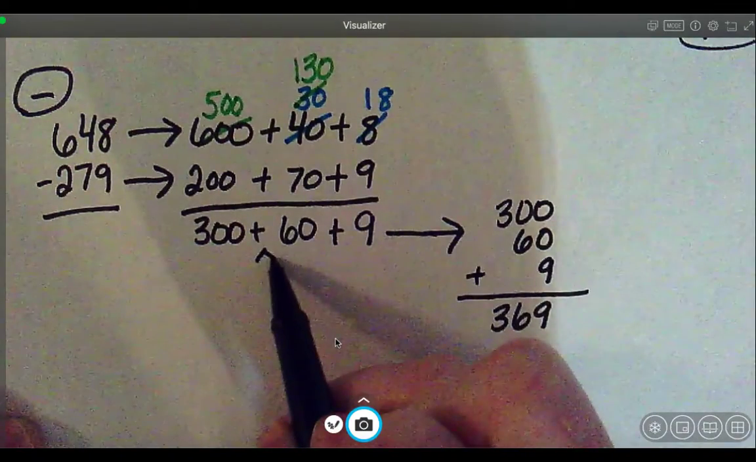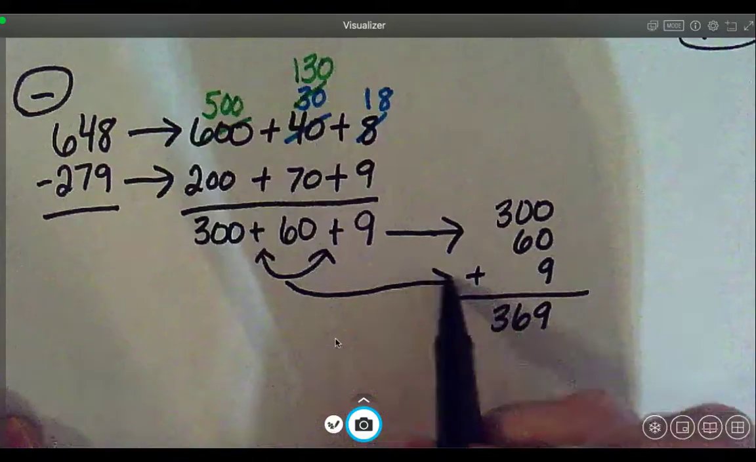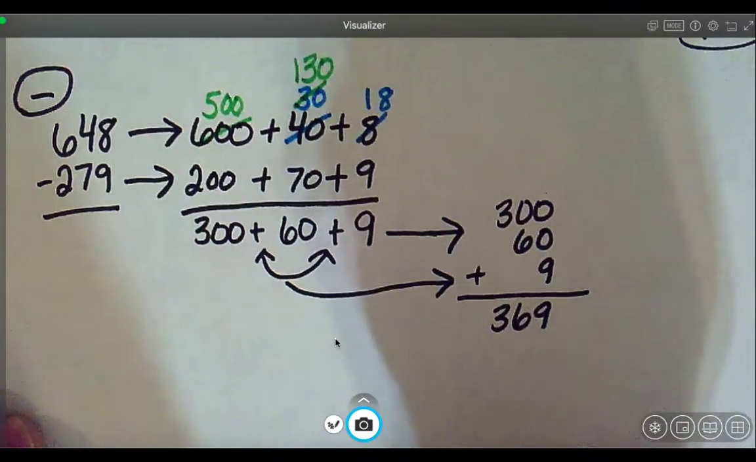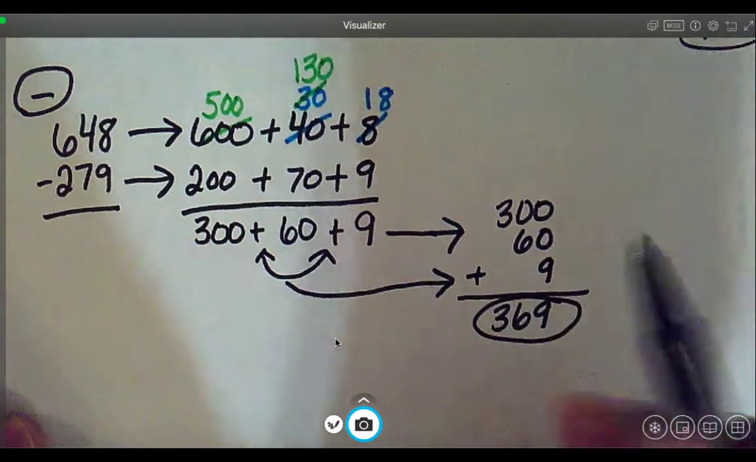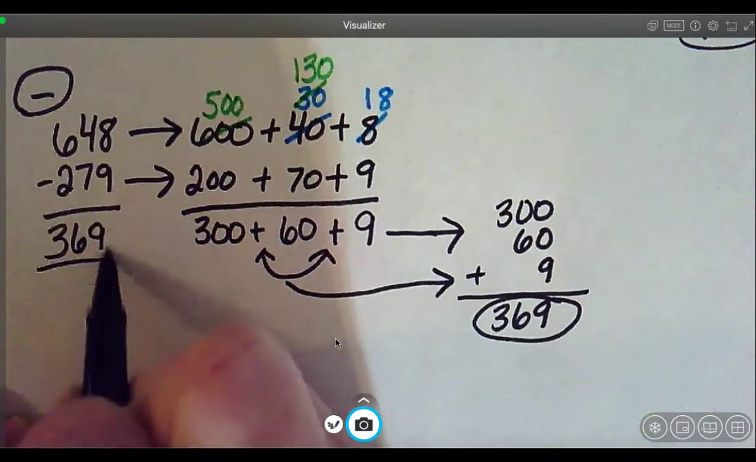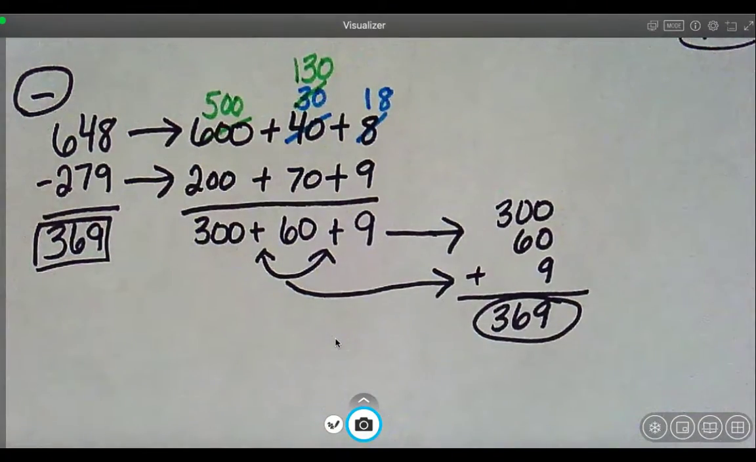Now don't get these addition symbols confused. Remember, we're in expanded form, but we're still subtracting. But make sure to not get those confused. So our difference is going to be 369.